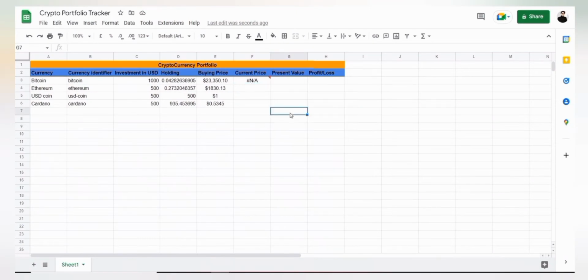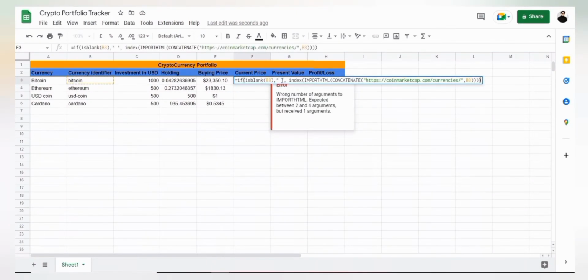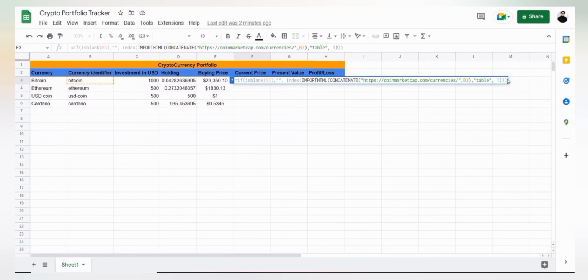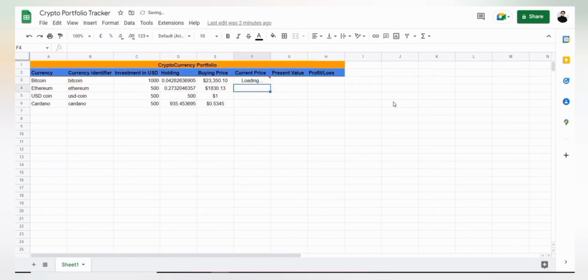Oh, we forgot to add a few other syntax related values. Let's remove the blank space here and add a table with the corresponding values. Table in quotes, comma 1, and then outside of the bracket we're going to add 1, comma 2, and then press enter. And there we have it, the current price for Bitcoin. Let's bring the formula down. And there we have it, the current price for all of the currencies has shown up.